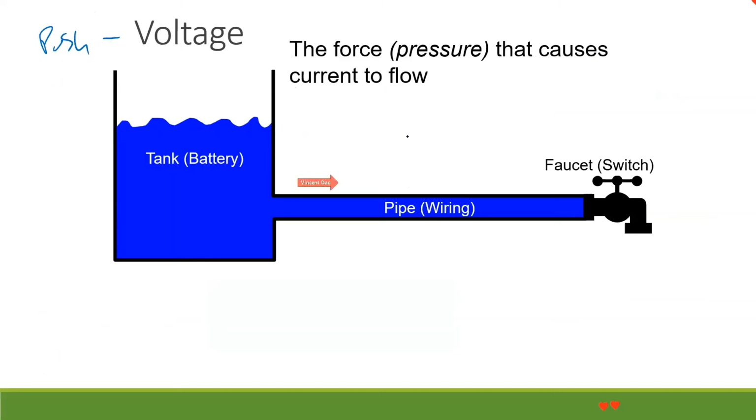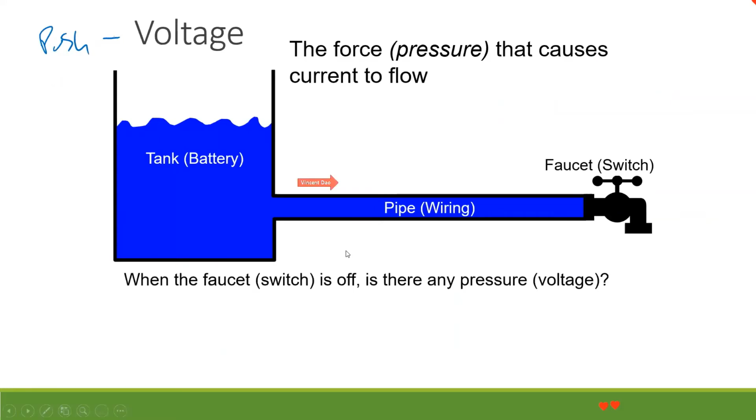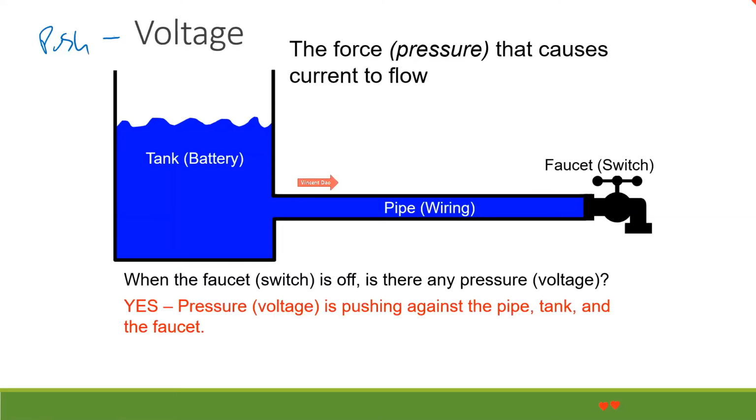So here, if I then take this idea and I go, okay, when the switch tap is off, is there any pressure? Yes, there is pressure. There is a lot of force pushing on this tap here. It's a big amount of force. So yes, there is a voltage. There is a big push, even though it's closed, because it really wants to get out.